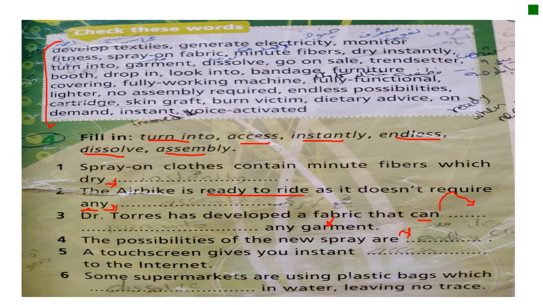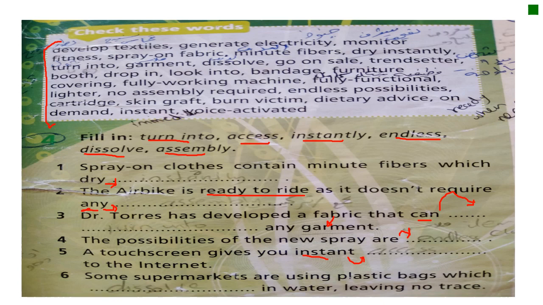5. A touch screen gives you instant to the internet. Instant, immediate. And after an adjective, what do you need? We need a noun. Instant is an adjective. We have one noun left, because we answered assembly in sentence number 2. So we have access: your instant access to the internet. What do you mean by access in this sentence? The opportunity or the right to use the internet.